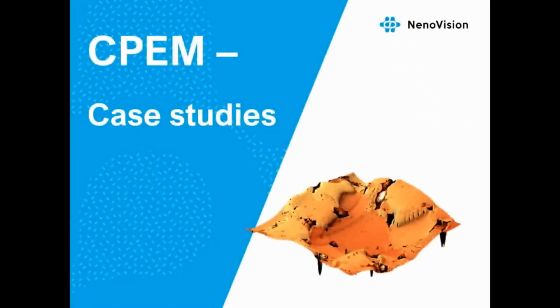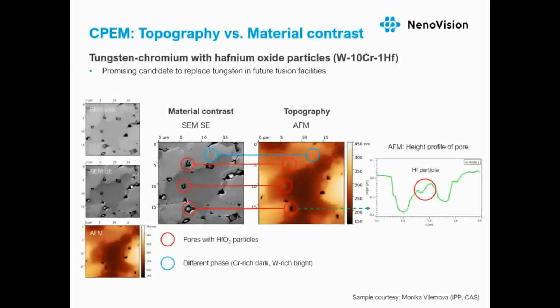Now let's talk about the main application areas for combined AFM and SEM instruments. Using Lightscope together with SEM to evaluate topography versus material contrast is probably going to be the most used feature of CPEM technology. So let's go back to the tungsten chromium sample with hafnium oxide particles.